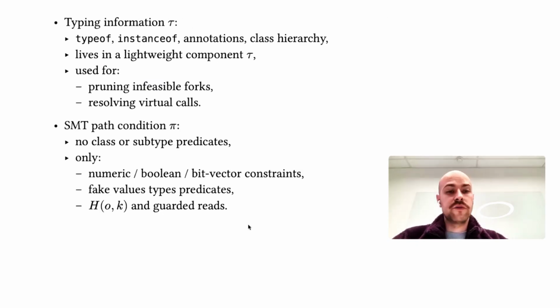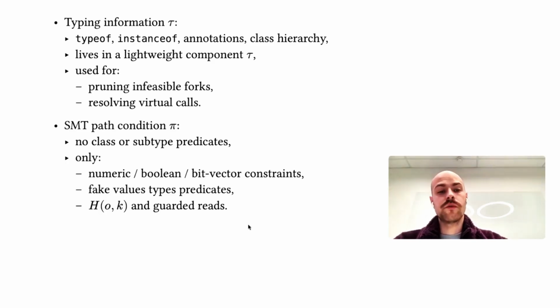So now we have shown a few words about different path constraints. As I mentioned, we have type information, tau. It's information about type of, instance of, annotations, class hierarchy. So all the information about class structure. It's not about the exact fields we have. It's about class structure. For example, that object X is constructed by constructor number, and so on. It lives in a lightweight component tau. It's not encoded into SMT. We solve it by our own type solver on our side.